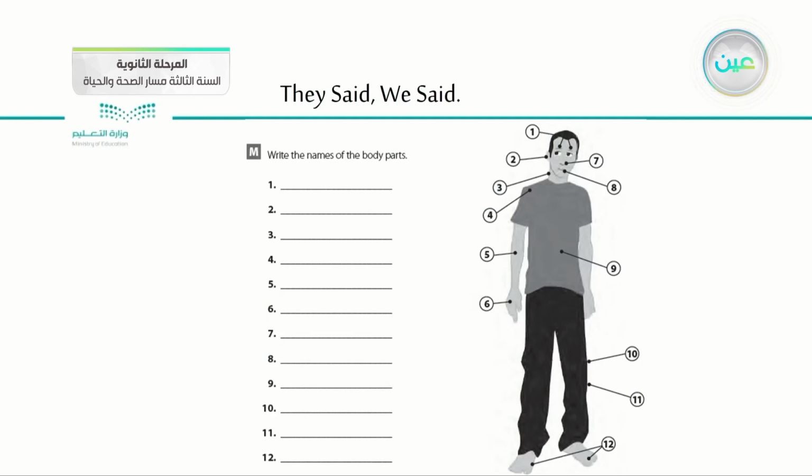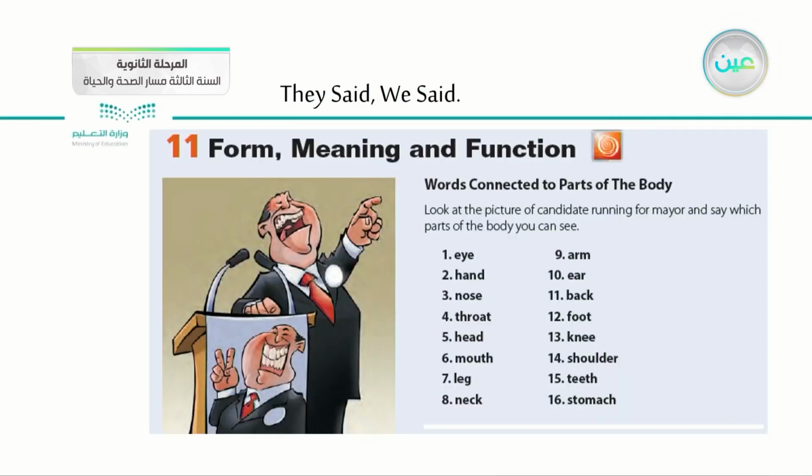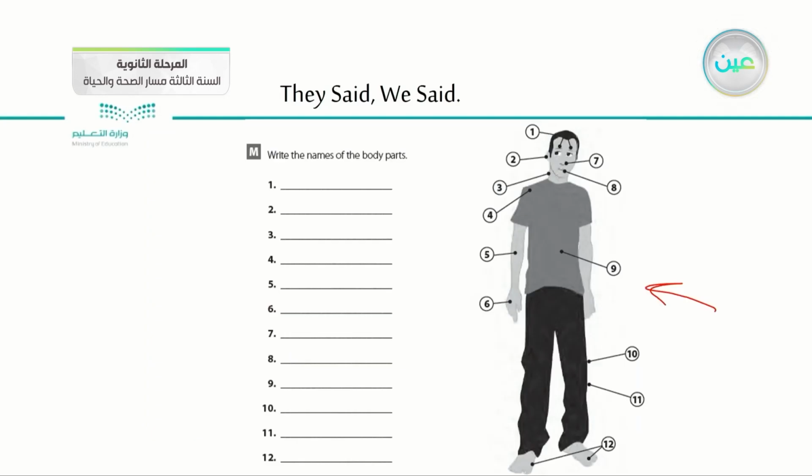We have here a picture of a boy. We have a human body here. And we have 16 parts of the body in this page. Use these parts on the suitable blanks. You can pause the video right now, take some time to do the exercise on your own, then after that you can resume and check your answers with our answers in the following slide.